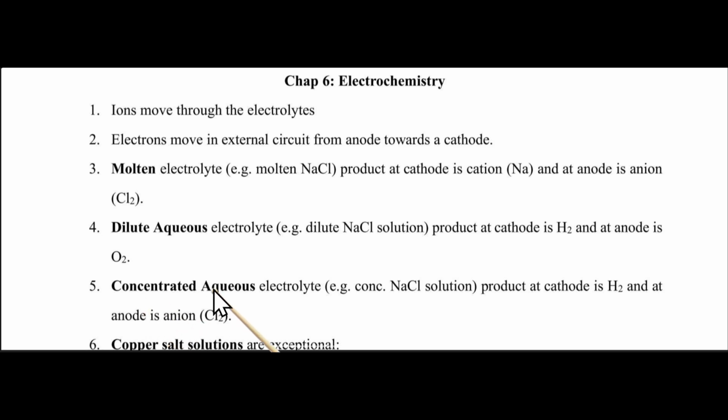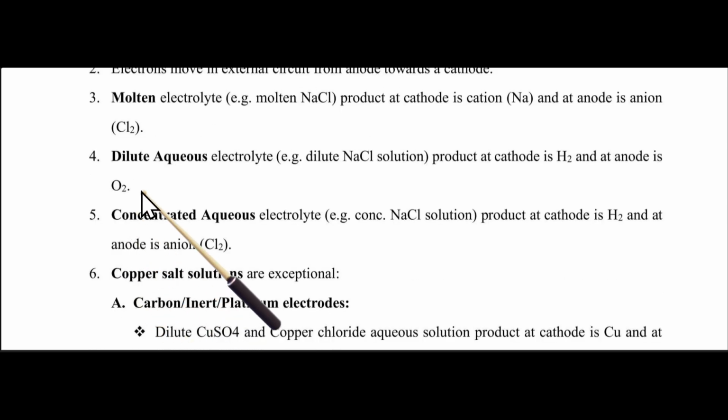But if you have a concentrated aqueous electrolyte, for example concentrated NaCl, then as I already told you, in aqueous we will always get hydrogen at the cathode. But now, if it is concentrated, at the anode you will get your anion, that is chlorine gas. Okay, so you will get your own anion which is in that solution, so that is chlorine. So you will get chlorine at the anode, but not oxygen, because now it is concentrated. But if it is dilute, then you will get oxygen. I hope this is clear to you.